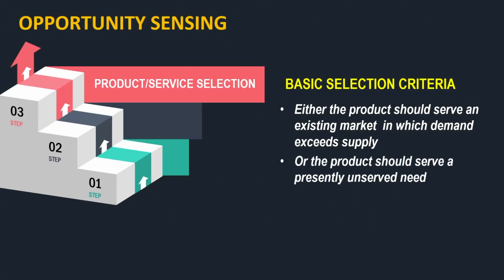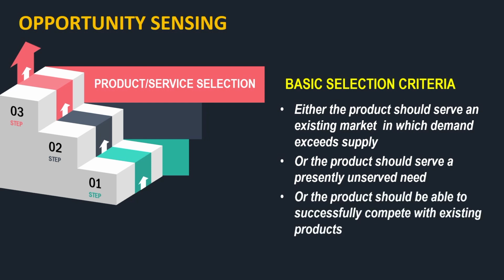Second is, or the product should serve a presently unserved need. That means, the demand is there, but there is no supply. You can always make that product or you can always supply that service. The third is, or the product should be able to successfully compete with the existing products. That means, the demand is also there, the supply is also there. You enter into that area, but you can compete with the competitors over there.